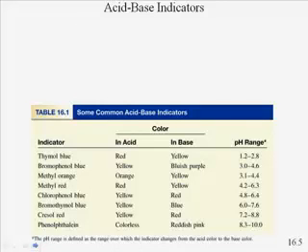Okay, so let's look here. This is a table. You should have a similar table in your book, but it shows you some common indicators, what their colors are, and what the pH range is for when they start to change color. This is the range over which you will see the change from the acid color to the base color.